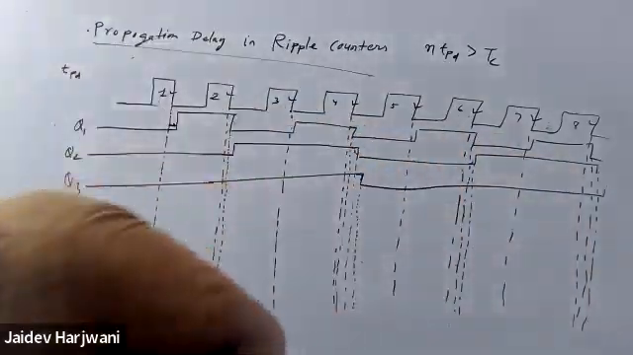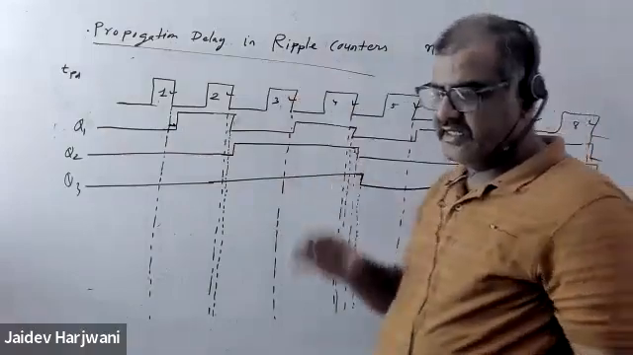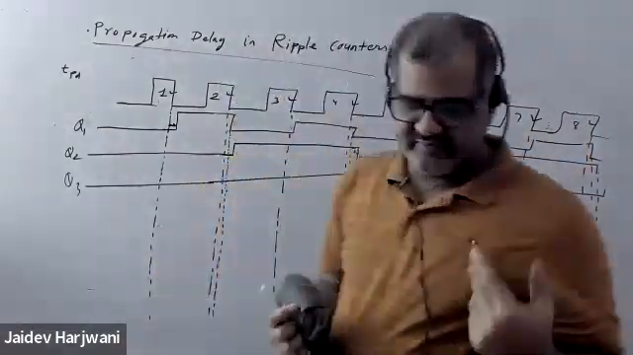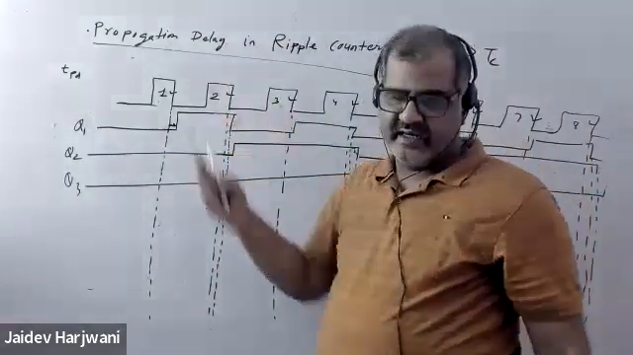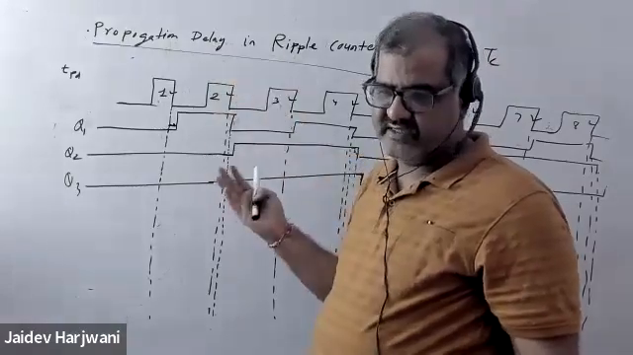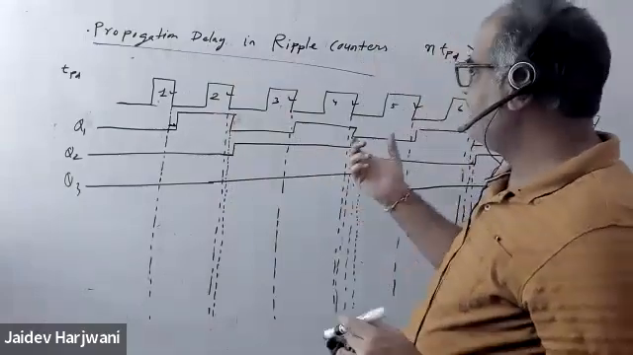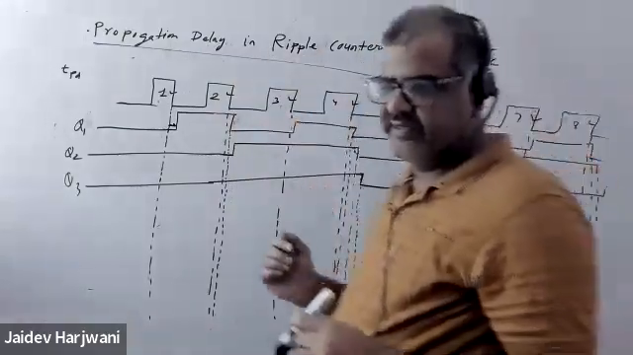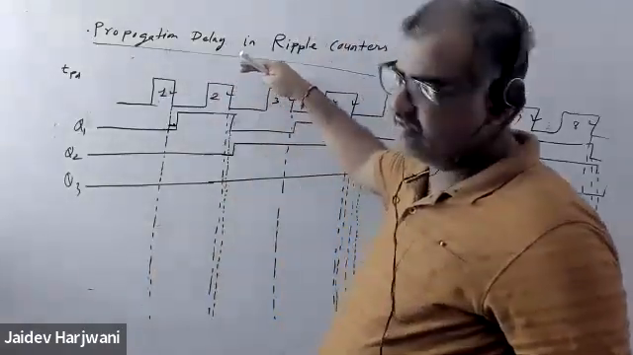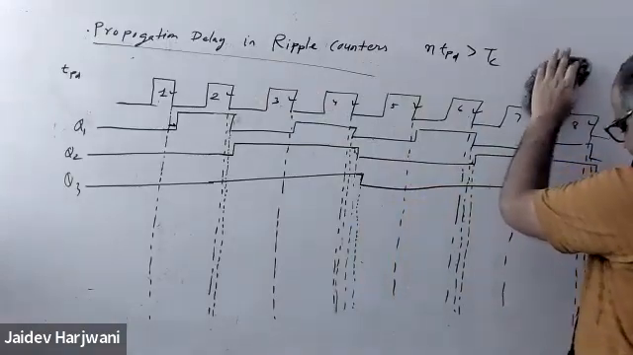Because of this, your ripple counter has a limitation of maximum frequency. You cannot apply any random high frequency. If you apply a high frequency, the time period becomes small. In that condition, this delay will be greater than your time period, so there will be miscounting. So there is always a limitation on the frequency of this ripple counter. So what is that? I'm using this one.